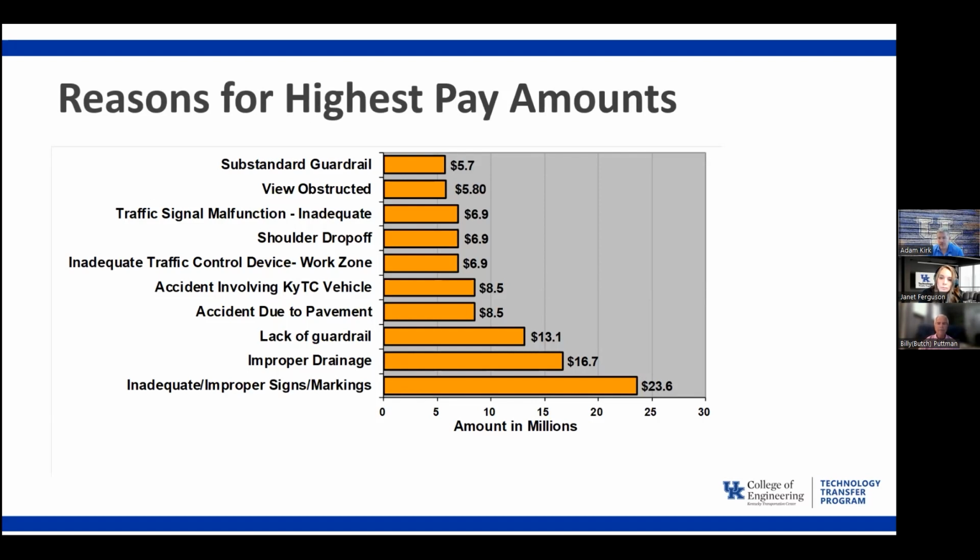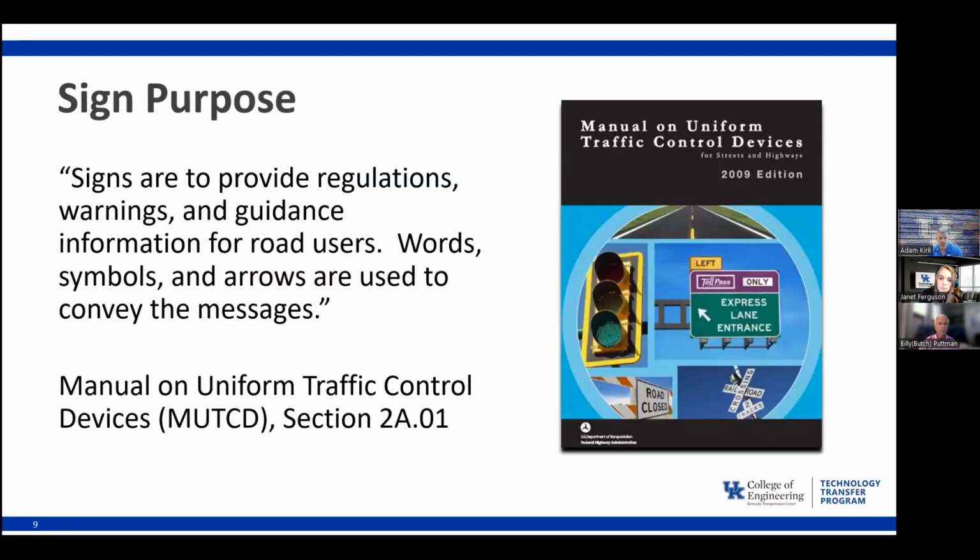So signs are really important in conveying information that we need to everybody on our roadside. So that's just kind of set the stage for why signs are important, because they really do help communicate what we're wanting to. So signs provide regulations, warning, and guidance information for road users using a combination of words, symbols, and arrows. And the book you see here, the Manual on Uniform Traffic Control Devices, or the MUTCD, is the one book that kind of covers the majority of what we have out there.